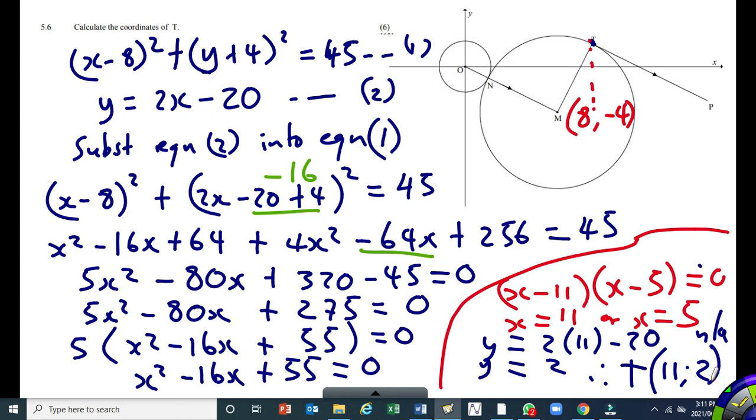Why would we reject it? Because the value of x at M is 8. The value of x here is 8. So among these two, 5 and 11, 5 is smaller than 8, so there's no way that you can have a value that's smaller than 8 at T. So it will be common sense.